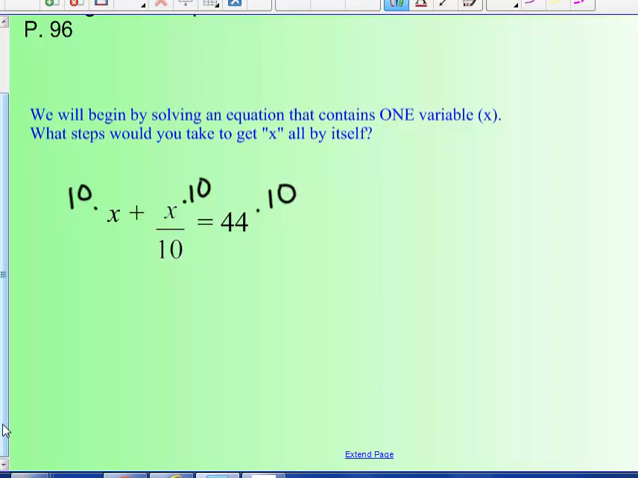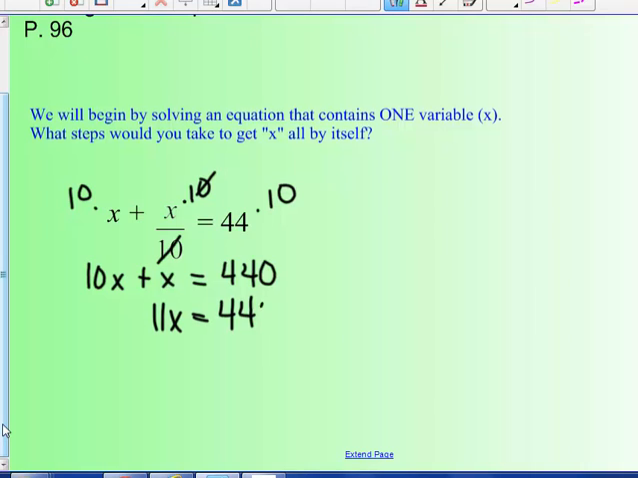So yes, you could multiply each of the terms by 10 and you would get 10x. These 10s would cancel, plus an x equals 440. Or you could continue on, getting 11x and dividing by 11, and you would get 40.